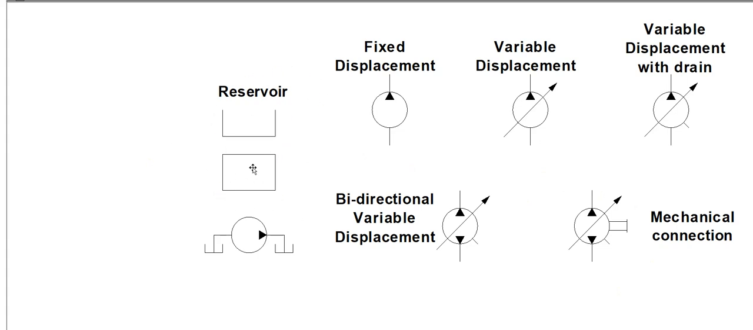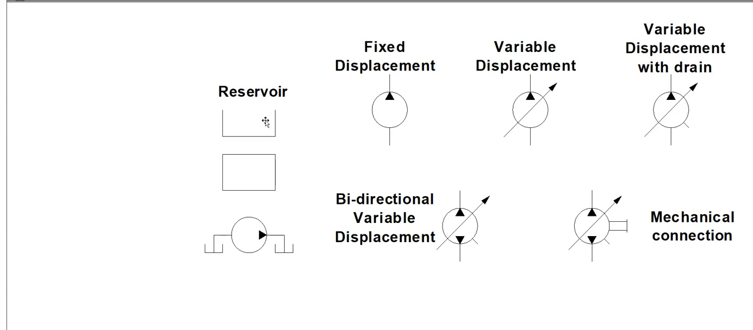Reservoirs. Reservoirs are going to be indicated by either an open U shape like this or a closed-in shape like this. Now, if it's an open U shape, that indicates it is a vented reservoir, so it's non-pressurized. Most of the reservoirs in our industry are vented, so they would be open like this. There are some exceptions where we would have a pressurized reservoir, such as on some sprayers.